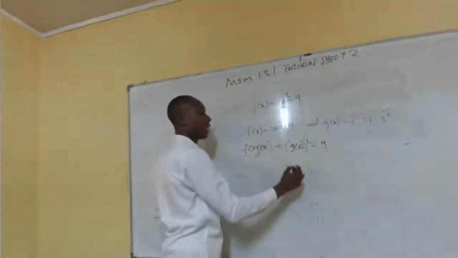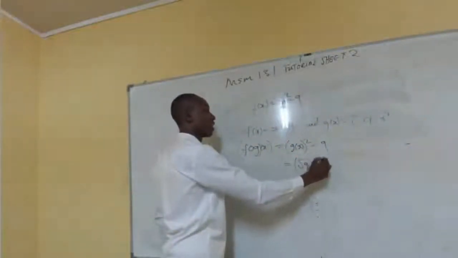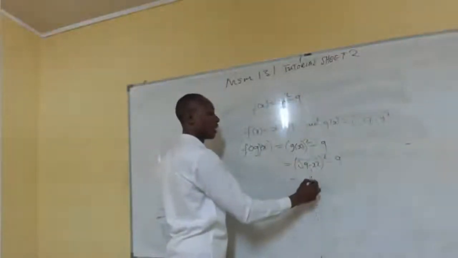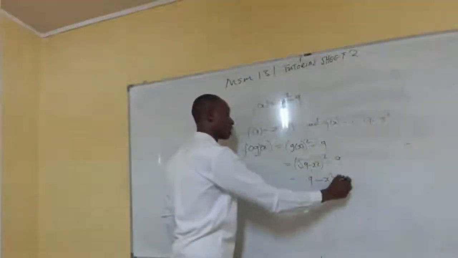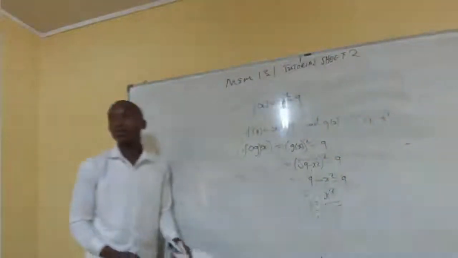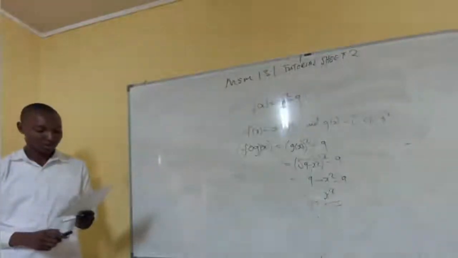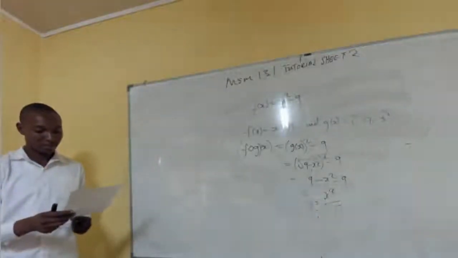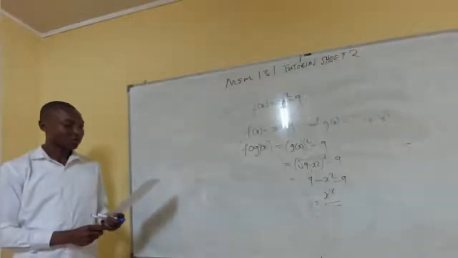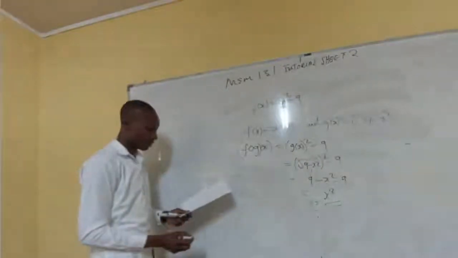But do you know what g of x is? Yes. It's root of 9 minus x squared. Then this and this will cancel. So we have 9 minus x squared minus 9, so the answer is just negative x squared. Okay?